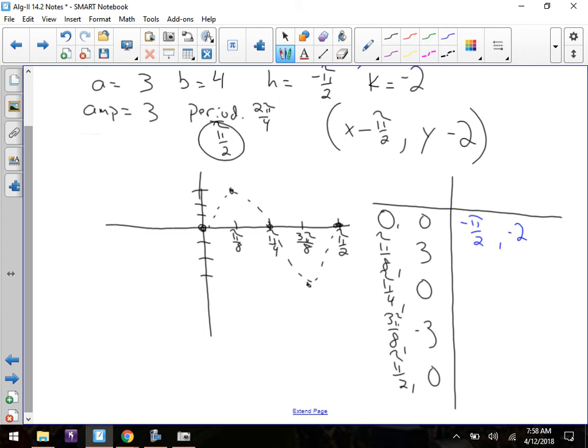1/8 minus 1/2, so 1/8 minus 4/8 would be negative 3/8, and then it'll be at 1. 1/4 minus 1/2 would be negative 1/4. Negative, or excuse me, 3/8, bless you, minus a half would be negative 1/8. This would be at negative 5. And then 1/2 minus 1/2 is 0.